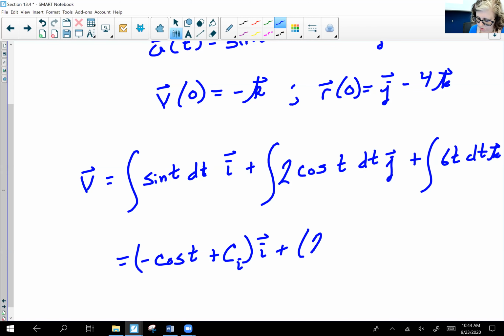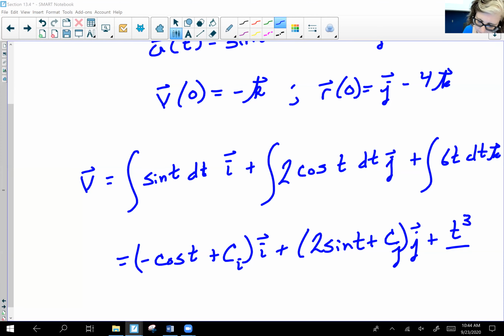This is then going to be 2 sine of t plus c sub j, that's my j component, plus, and then this is going to be t squared over, well, here, hang on. I'm thinking and talking and writing and all of that's bad. So it's going to be t squared over 2, so that's going to end up being 3t squared plus c sub k, right? And that would then be my k component.